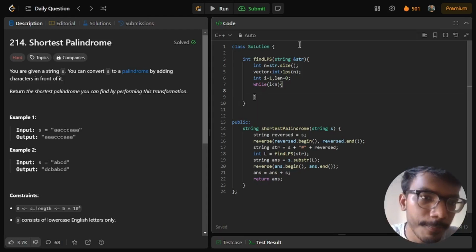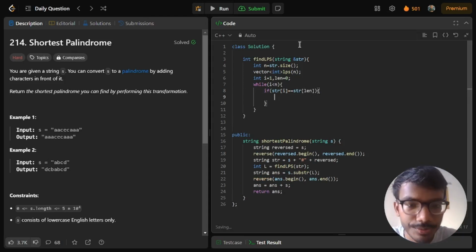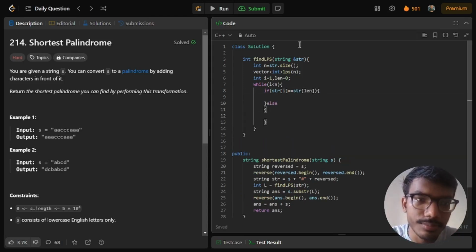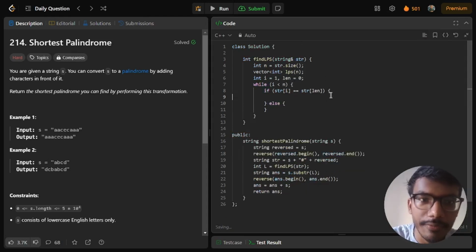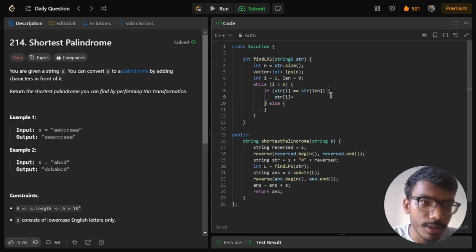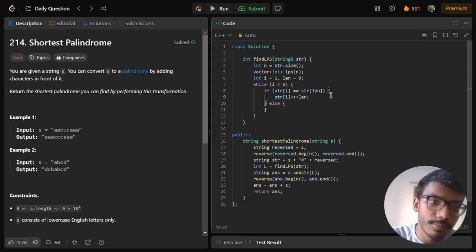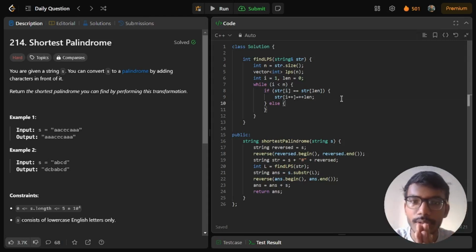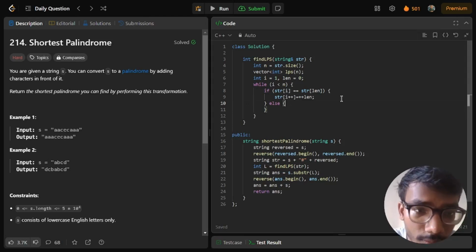Now I will be checking if str of I equals str of length. There are two cases: if I get a match and if I don't get a match. If I get a match, the value of LPS of I should be length plus 1. I increment the length, and I will be incrementing my I. So if I got a match, I simply move my pointer to the next value.